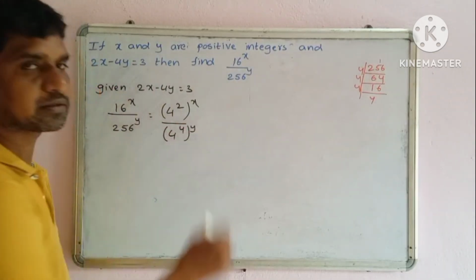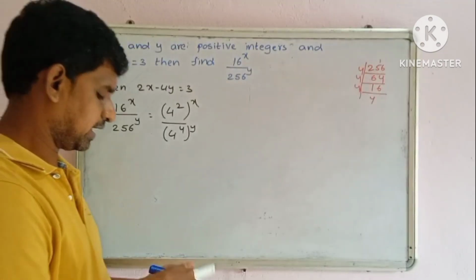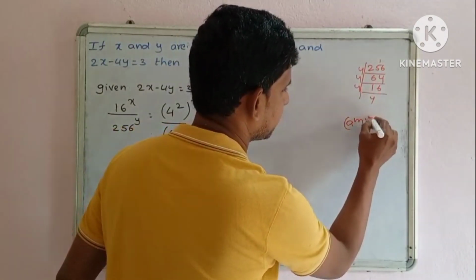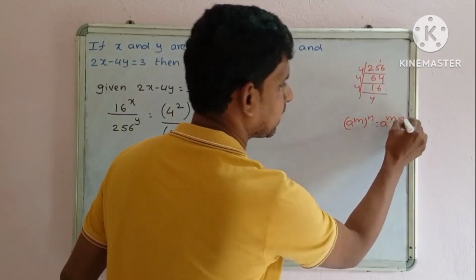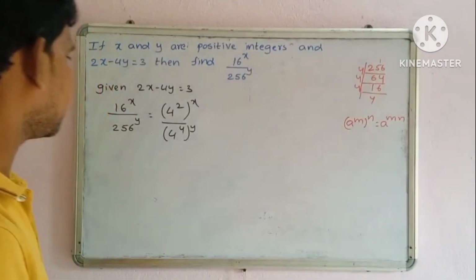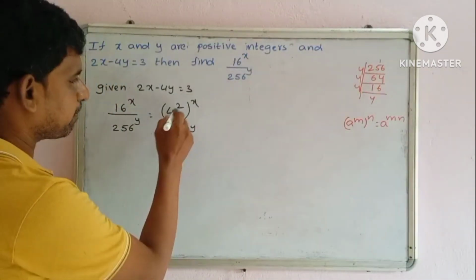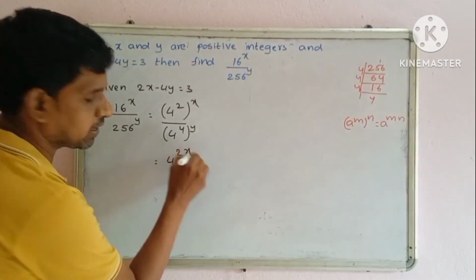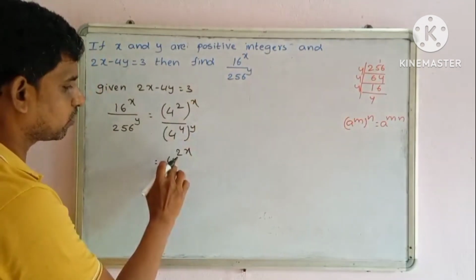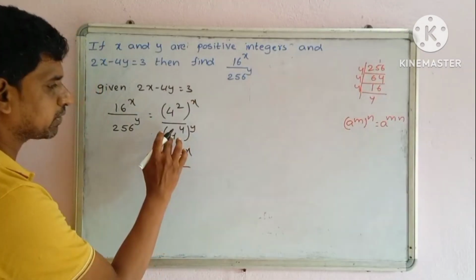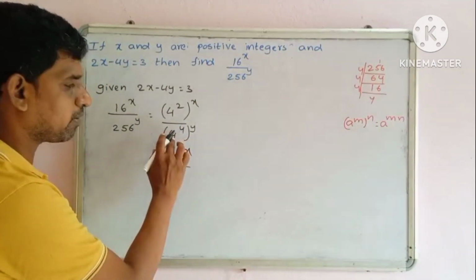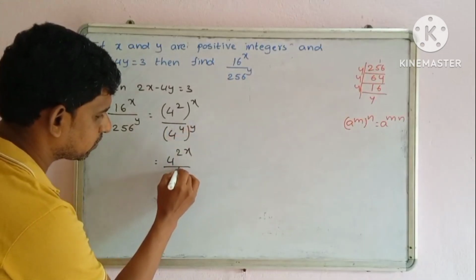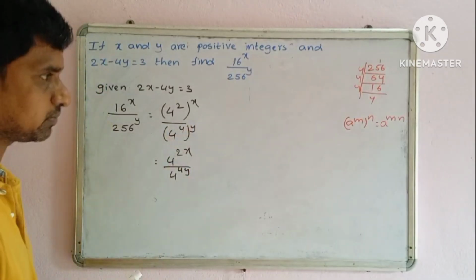Power y. Okay, see next, a power m whole power n. What is the formula? A power mn. Observe that this is of the form a power m whole power n. So a power mn. So 4 power 2x by a power m whole power n, so a power mn. 4 power 4 power y. So 4 power 4y. Okay, next.